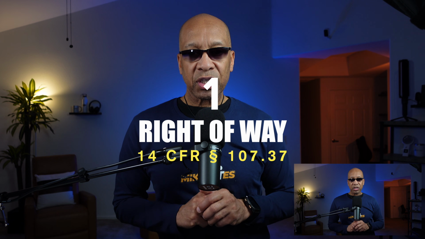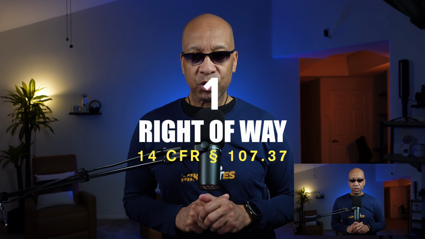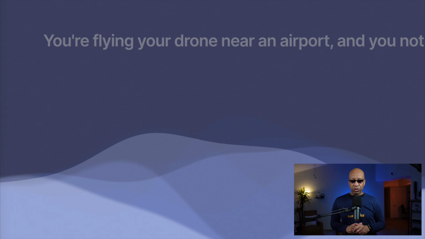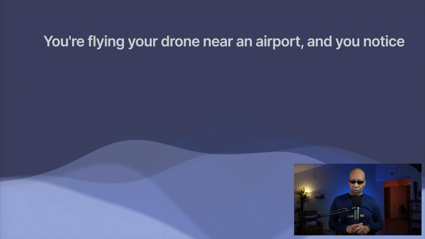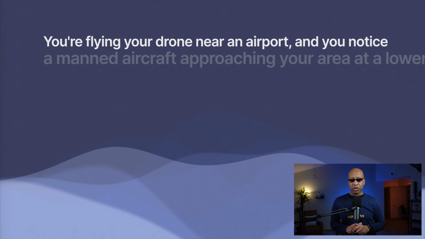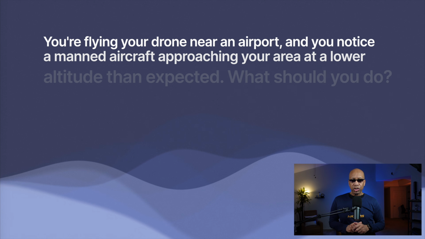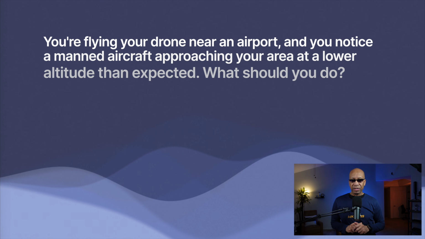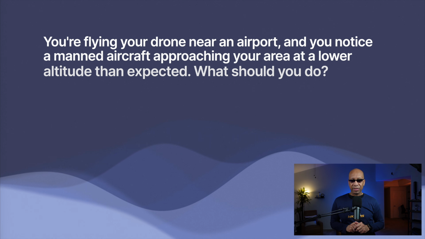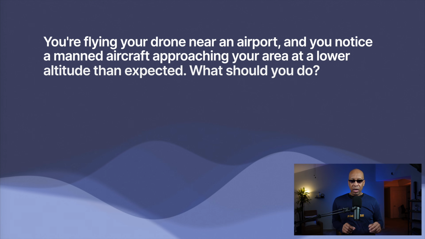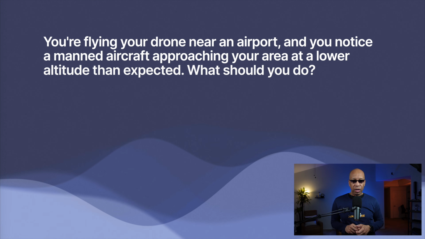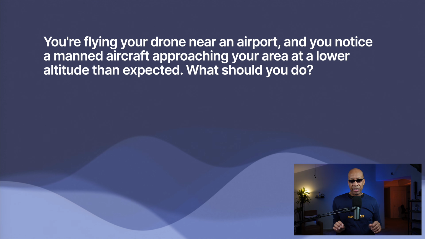Let's start with question number 1 first, and this has to do with aircraft right-of-way. Here's the question. You're flying your drone near an airport, and you notice a manned aircraft approaching your area at a lower altitude than expected. What should you do? Do you see how the FAA is giving you these questions so you need to think about the answer? You're so confused right now about this question that they just gave you that you don't even really want to look at the answers yet, do you?